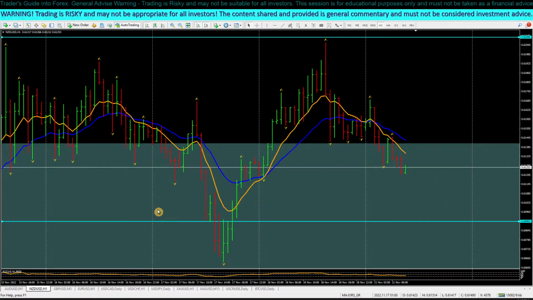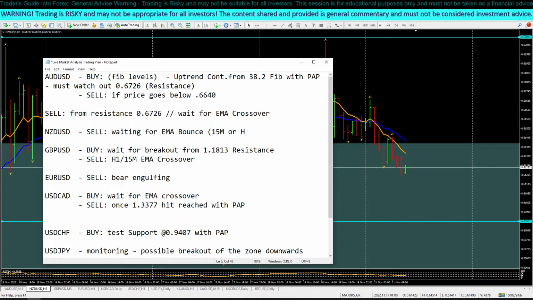Going back to the trading plan for H1, that will be our trading plan for the week for NZD/USD. We buy the breakout from the 1813 level. That is still the level that I'm monitoring.